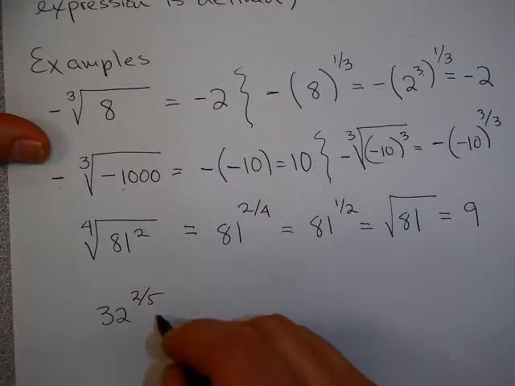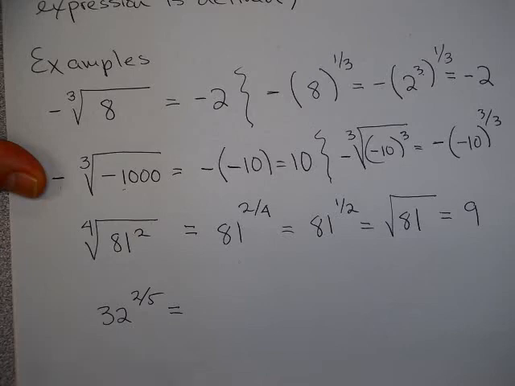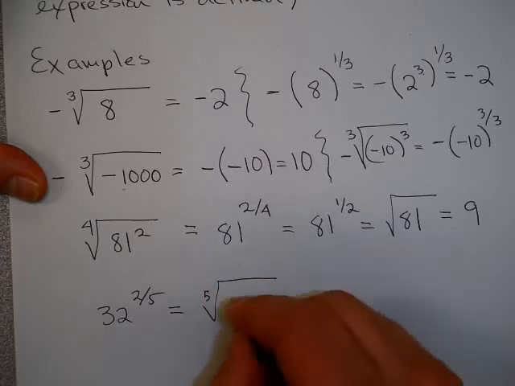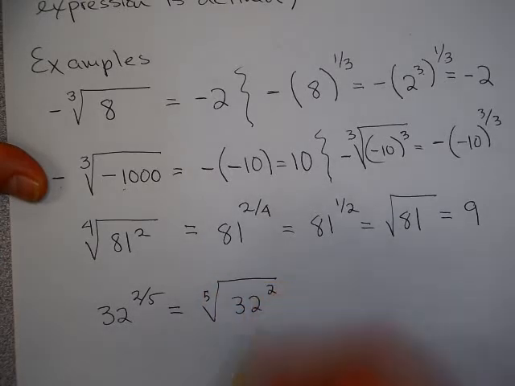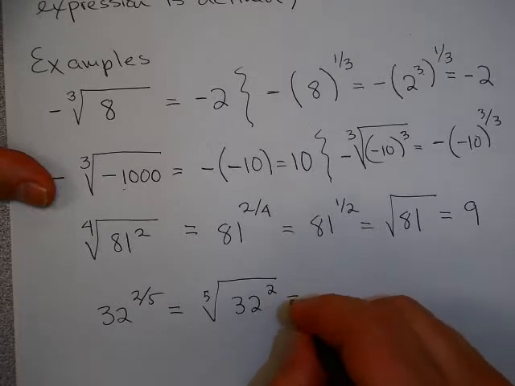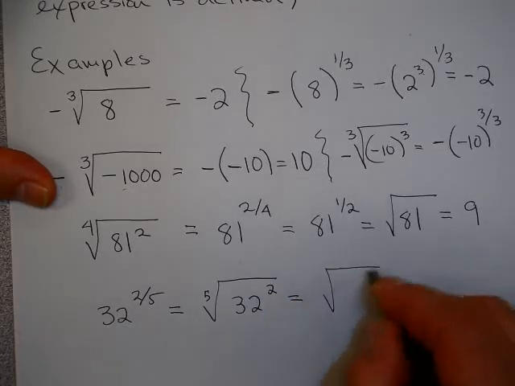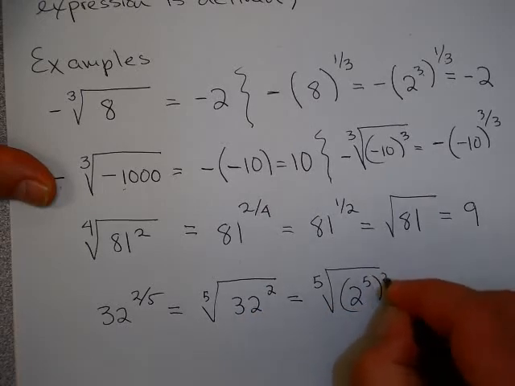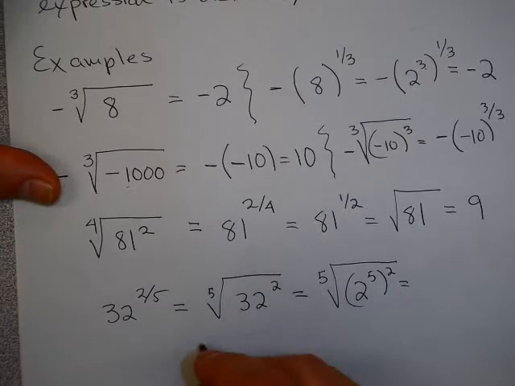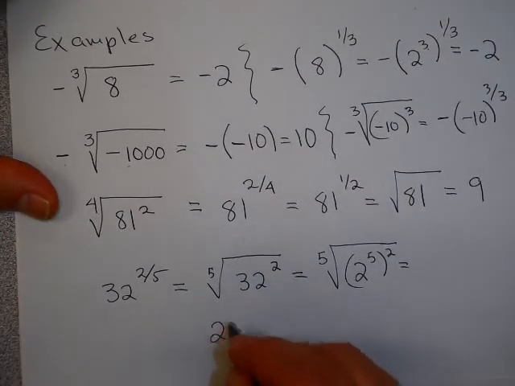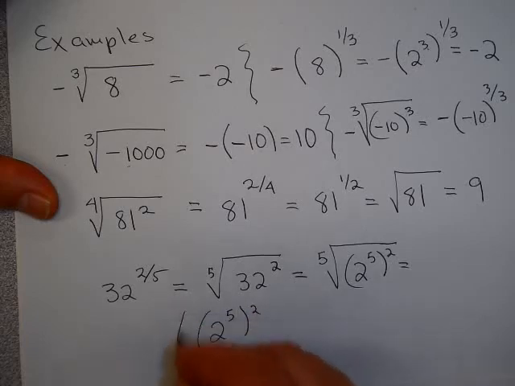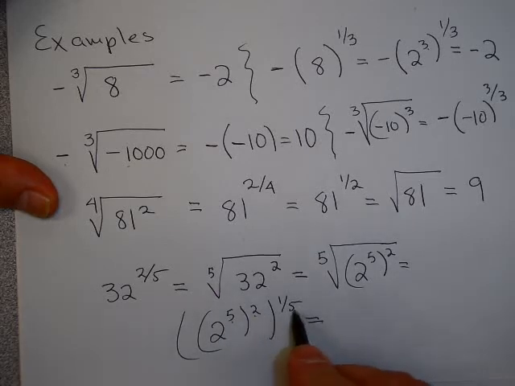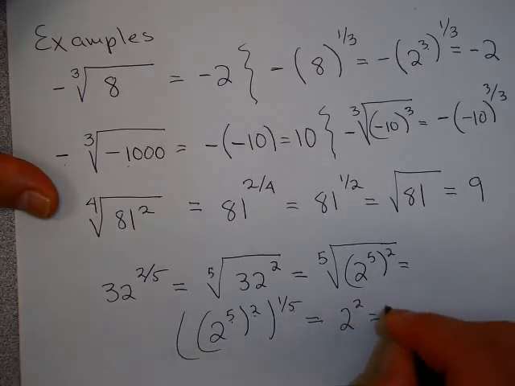How about 32 to the 2/5? 32 to the 2/5 is nothing more than the 5th root of 32 squared. Now, you think about this a minute. You might say, hey, that's the 5th root. 32 is 2 to the 5th, squared. And if I write this out, watch this, 2 to the 5th squared to the 1/5. If I multiply these all together, 5 times 2 is 10. Divided by 5, I get 2 squared, which equals 4.